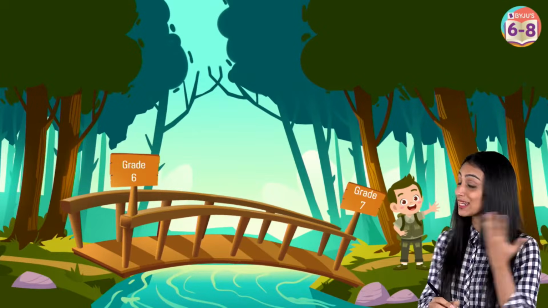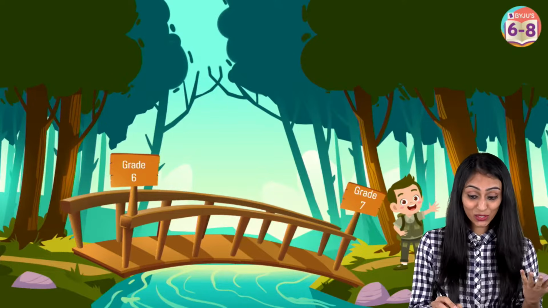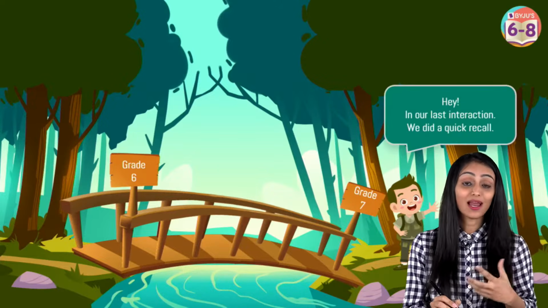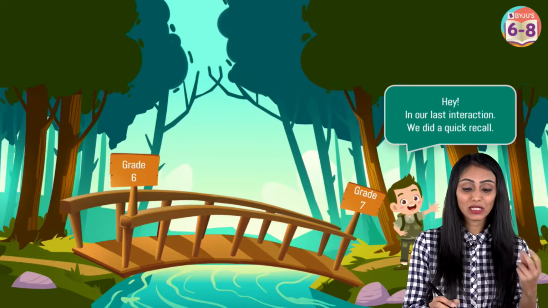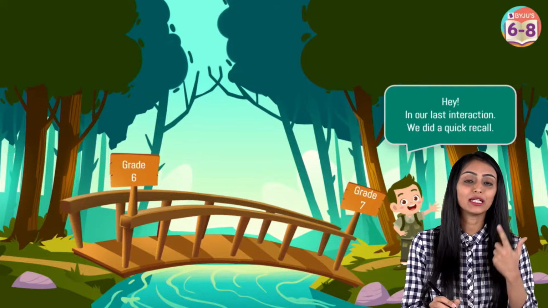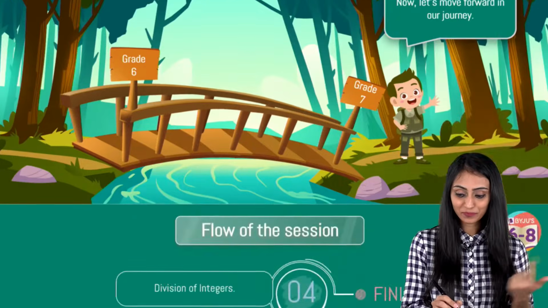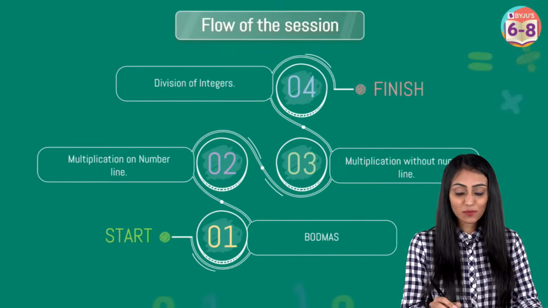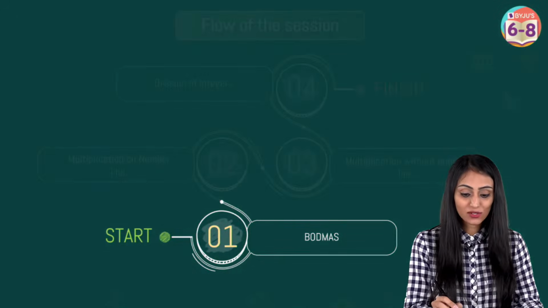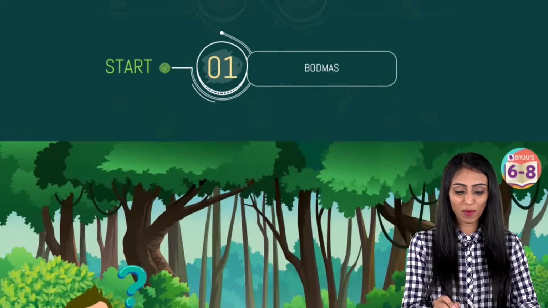Now just like you, this kid is also very excited that he has been promoted to grade 7. In our last session, we did a quick recall of what we have learned in integers in the previous grade. Now let's move forward in our journey. As I said, one by one, I'll be discussing all these topics. So let's first start off with BODMAS.